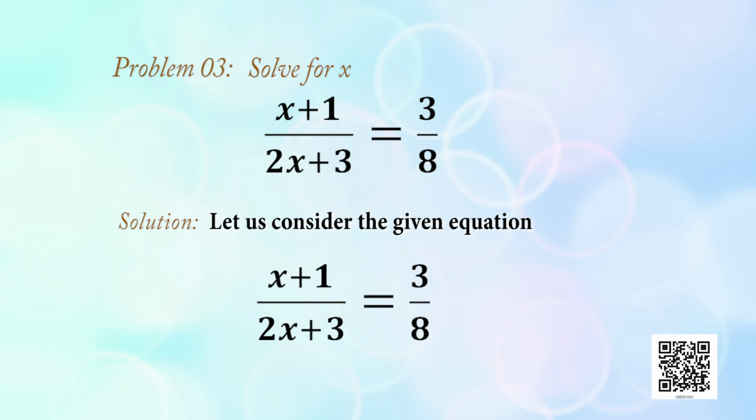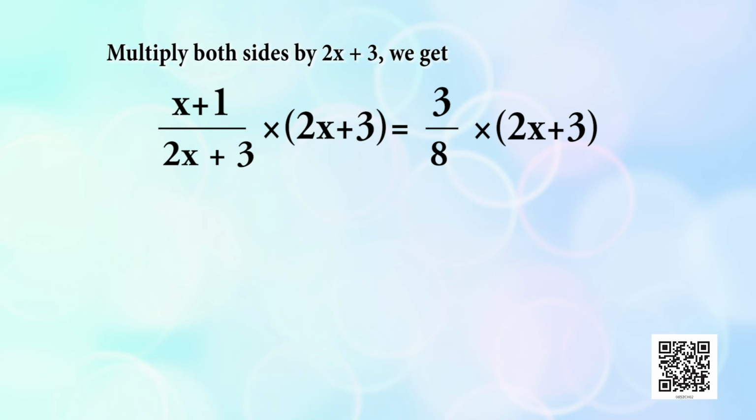Consider the equation (x + 1)/(2x + 3) = 3/8. First step is, multiply both sides of the equation by 2x + 3. That is, (x + 1)/(2x + 3) times (2x + 3) is equal to 3/8 times (2x + 3). Notice that 2x + 3 gets cancelled on the LHS side.